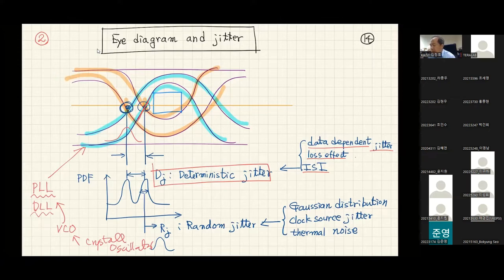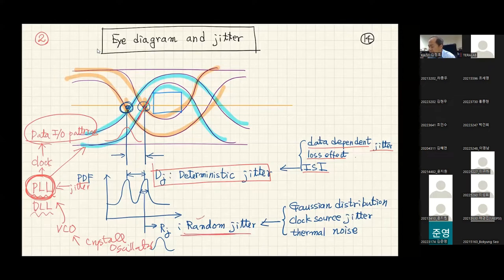In computer systems and in various circuits such as GPU and DRAM, they generate the clock using a PLL type of circuit. This generates the clock, and based on this clock, we generate the IO data pattern. So if we have jitter at the PLL, it's going to generate IO jitter. And we believe that it has some random jitter and it has Gaussian distributions. It is generated by clock source jitter, or sometimes it is caused by thermal noise.